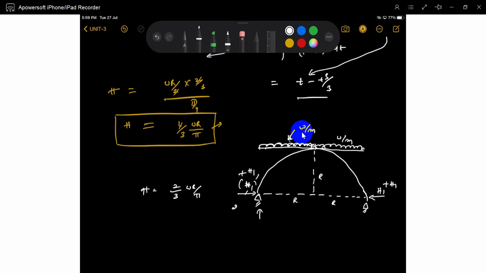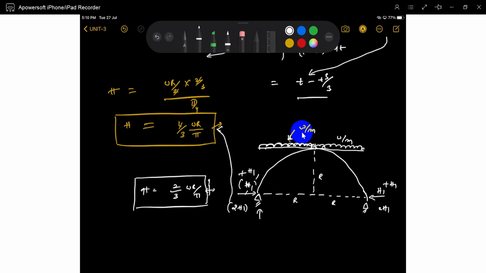So now you can easily say this is 2h1, and you already know what 2h1 is, that is this value. So what is h1? H1 is half. If the uniformly distributed load is acting on half of the portion, the horizontal thrust is 2 by 3 wr by pi. Understood? That's it.